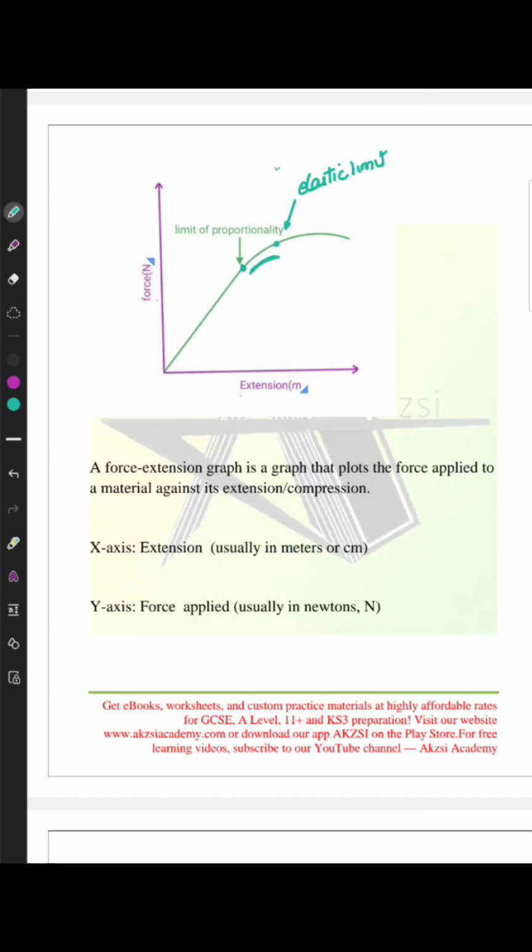I'm just repeating again: the limit of proportionality is the point up to which Hooke's law is obeyed. That means up to which the force is directly proportional to the extension, and the extension is directly proportional to the force. But the elastic limit is the point up to which the object shows elastic deformation, and beyond it, it will show inelastic deformation.